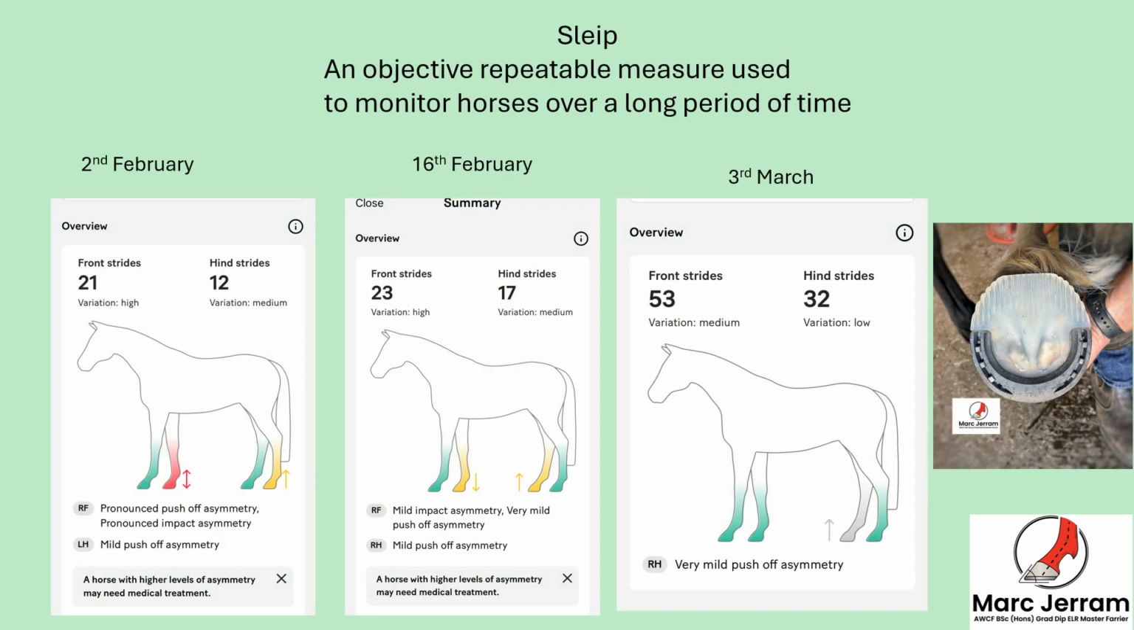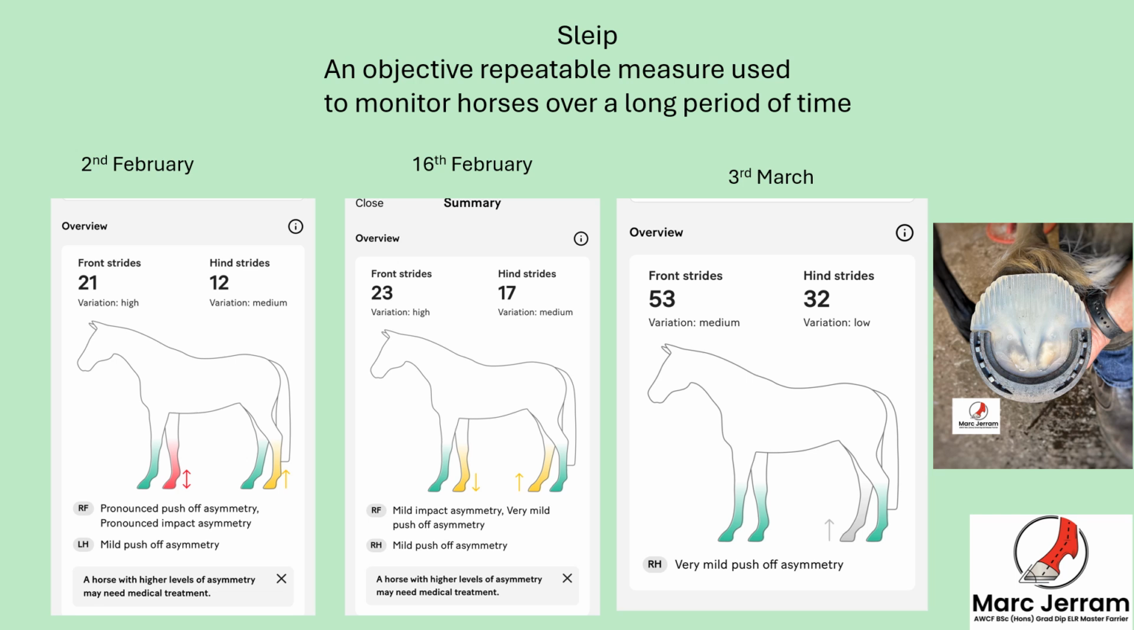When we see the output, a lot of the time we can see the general findings, and this is how we use this Sleip app to monitor a horse over a period of time. So we can see an objective, repeatable measure is used.